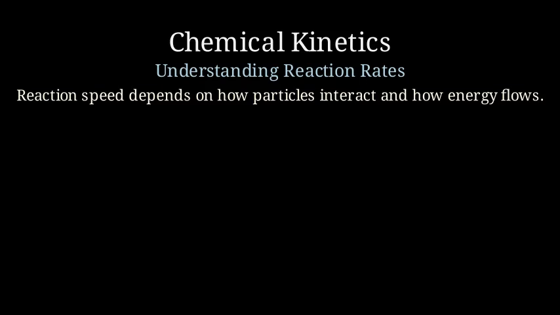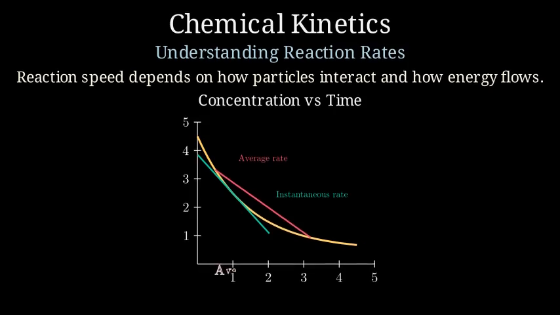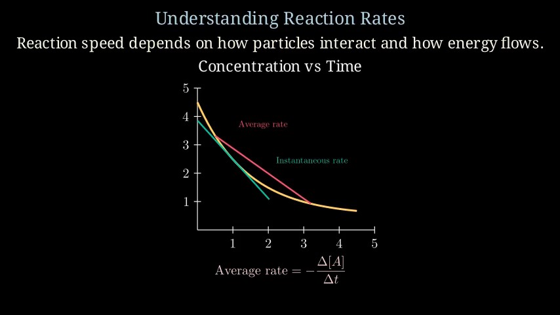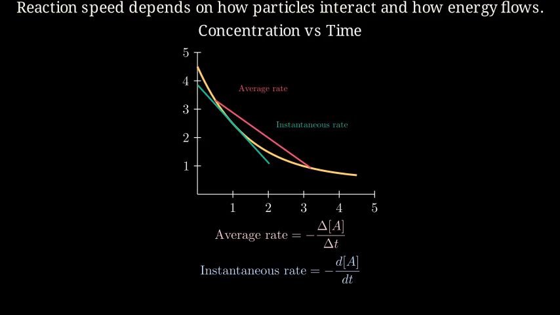First up, let's compare average and instantaneous rates. Here's a concentration versus time graph for a reactant. Average rate is the change in concentration over a time interval, delta [A] divided by delta t. Instantaneous rate is the slope of the curve at one point, which is the derivative d[A]/dt, and it tells us how fast the concentration is changing right now.